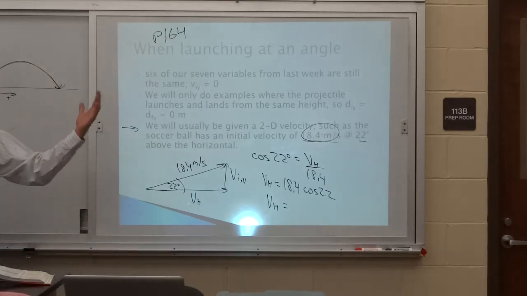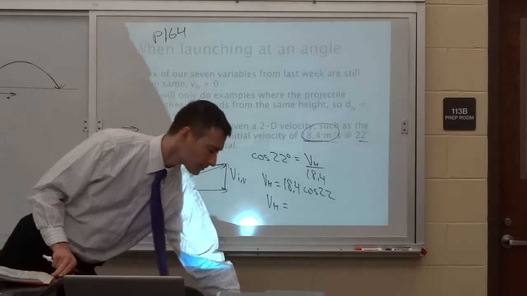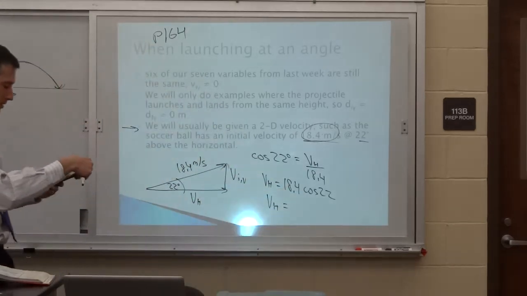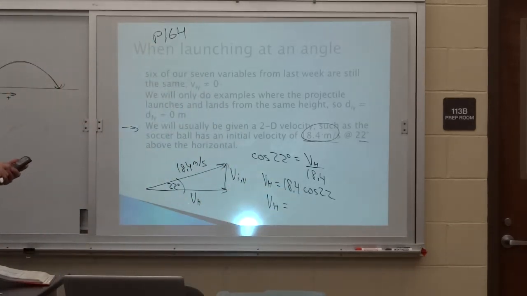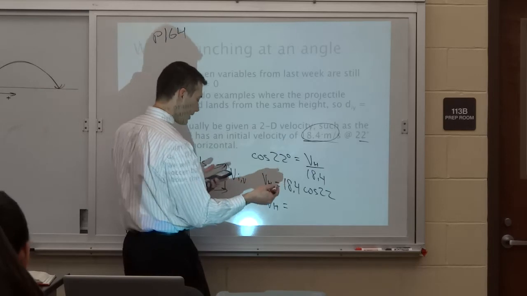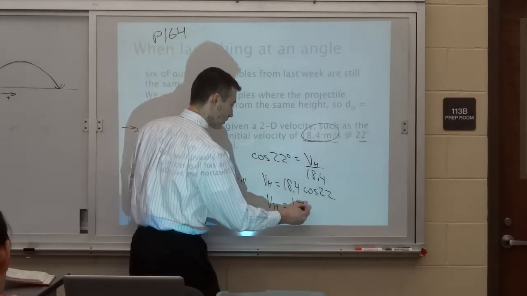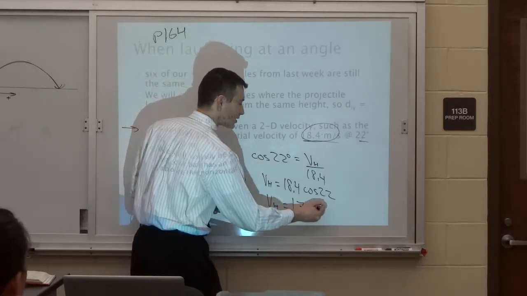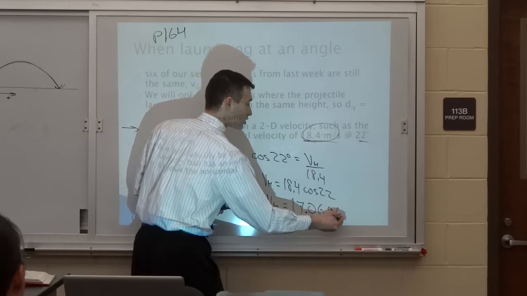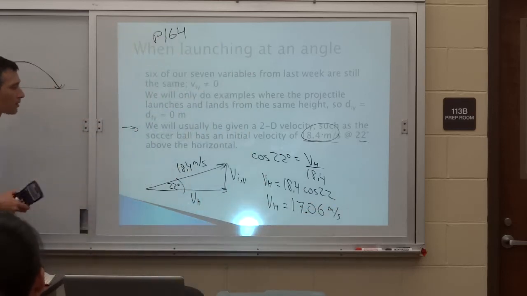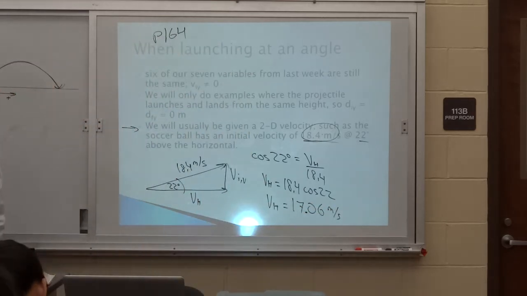We'll set up the vertical side, but I don't know if we really need to solve for both of those. Yeah, I heard somebody say like 17 point something. That's what I'm getting, 17.06 meters per second. If you're getting something different, check that you're in degree mode and not radian mode.